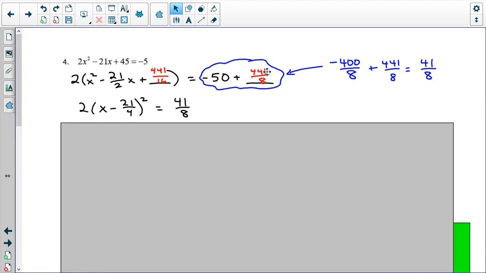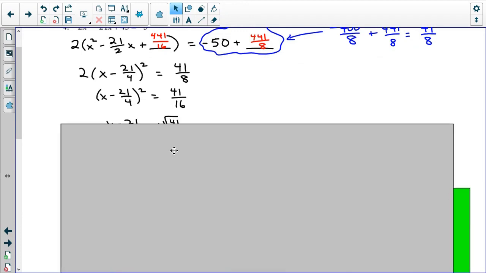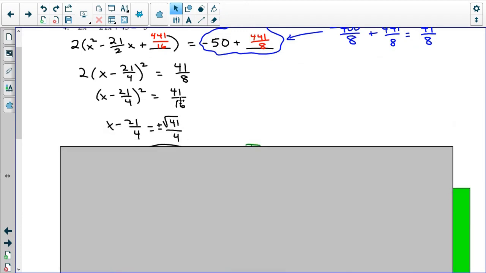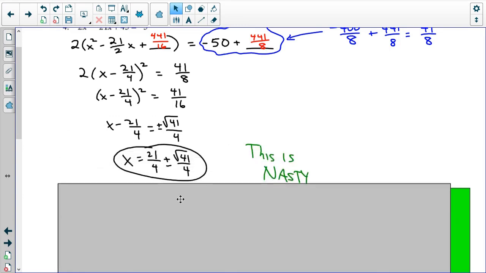Notice I put 441 eighths over here. That's because I'm actually taking this 441 sixteenths and I'm multiplying it by 2. That's what I actually added to both sides. Then I converted this -50 into -400 over 8 in order to get 41 eighths. Divide both sides by 2, take a square root. Notice that the square root of 16 is 4, so I don't have to keep that inside of a square root. And I add 21 fourths to both sides.